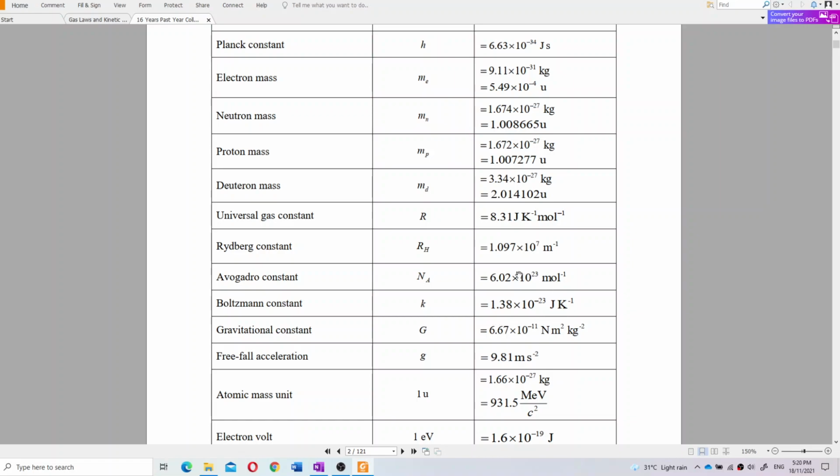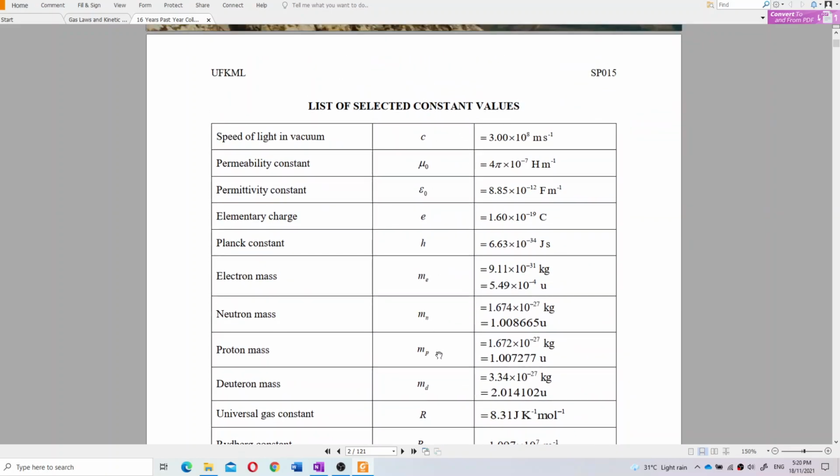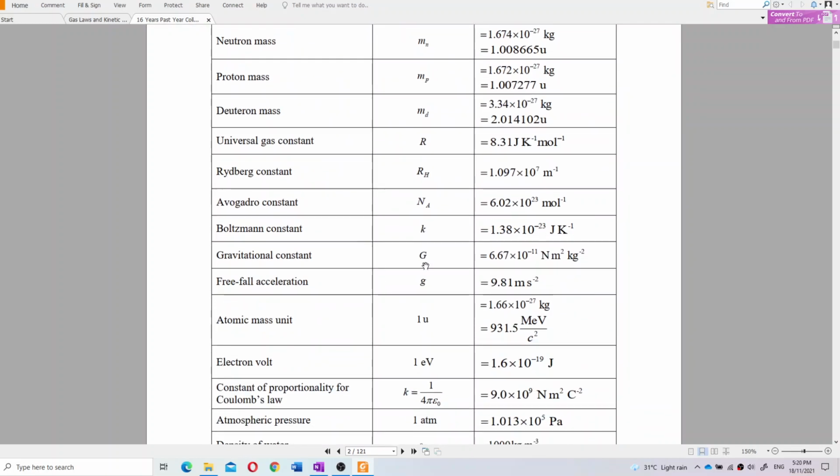Because the final answer in the answer scheme always uses the value in the list of constants. You don't use the value in the calculator. If you use a value from the calculator, then your answer will be different from the answer scheme, because the answer scheme always sticks to the value in the list of constants provided in the exam. So always use the value here. Although you can find this value in your calculator, don't use it. Use the value from the list of constants.